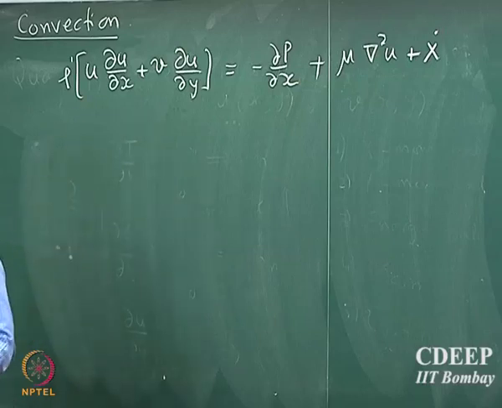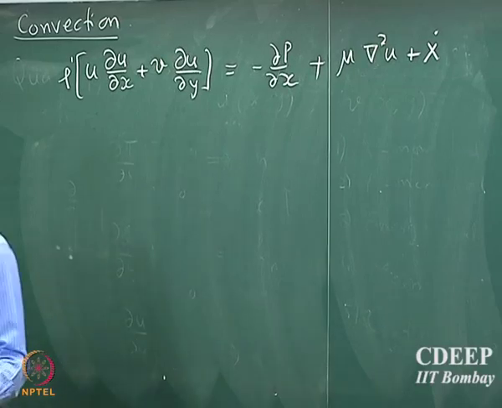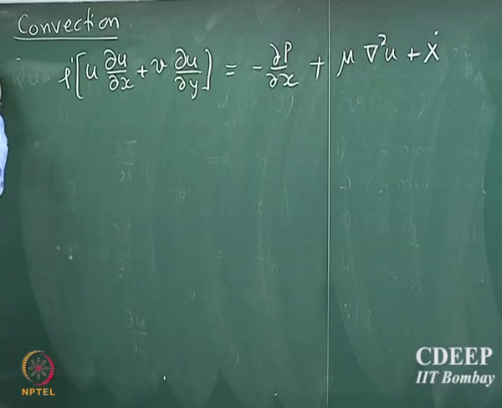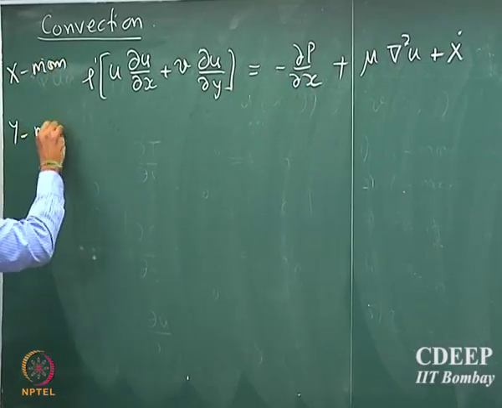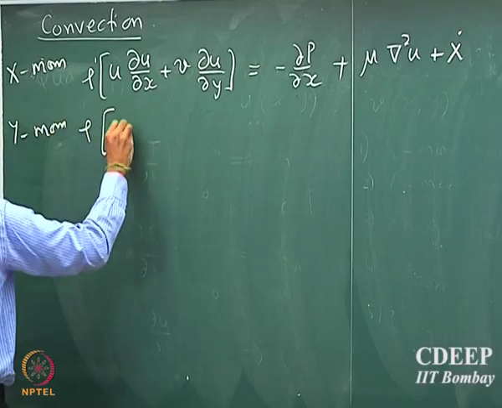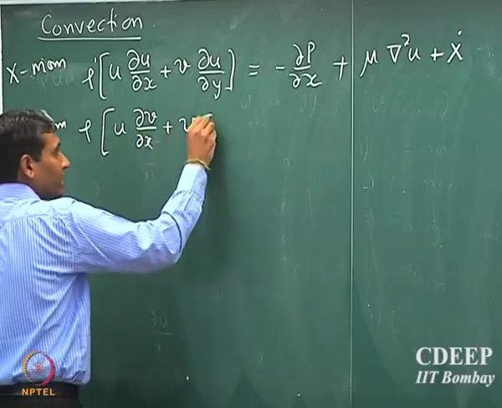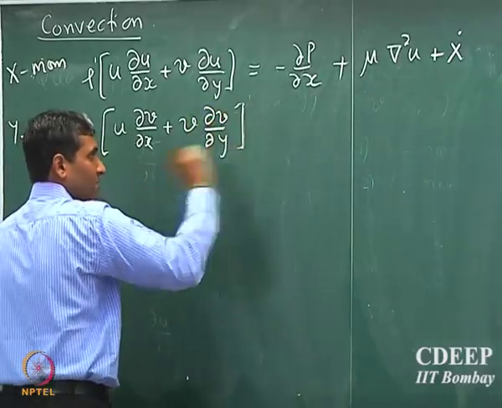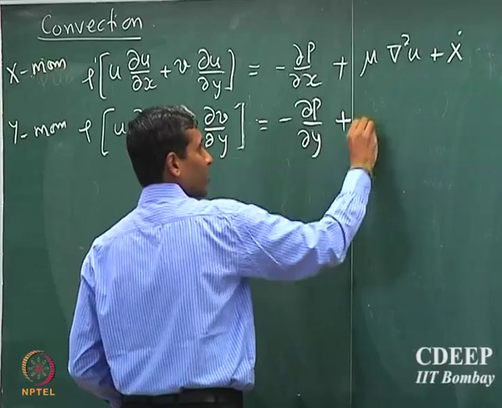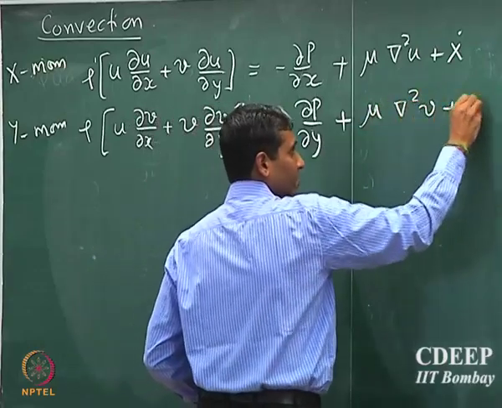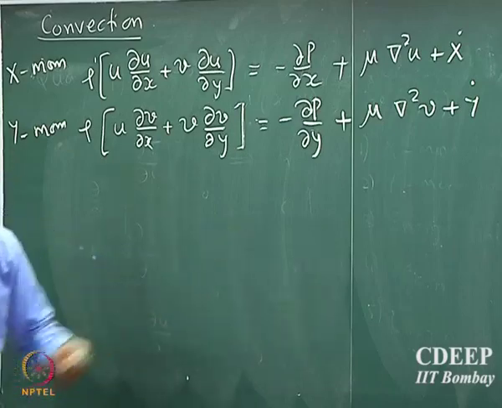So this is a quick way of writing the balance. Of course, the laborious way is to write the shell balances, and the intermediate way is to start from Navier-Stokes, okay? Alright, so this is the x component momentum balance. Similarly, we can write the y component momentum balance. It will be rho u dv by dx plus v dv by dy, that is equal to minus the pressure gradient in the y direction plus mu del square v plus y dot. So if I assume y dot is the body force in the y direction, that is the y component momentum balance.